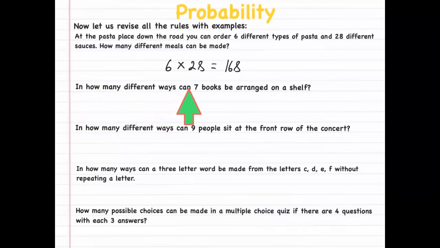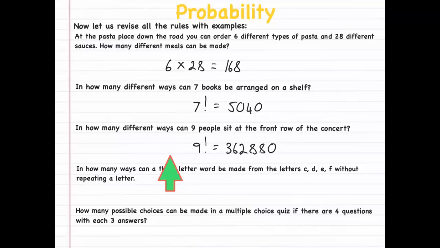In how many different ways can 7 books be arranged on a shelf? That's easy. We want to arrange things in a row. So that's the factorial. So 7 factorial, and that equals 5040. Okay, brilliant. So now, in how many different ways can 9 people sit at the front row of the concert? So we basically want to rearrange 9 people in a row. So that will be 9 factorial. That gives us 362,880.